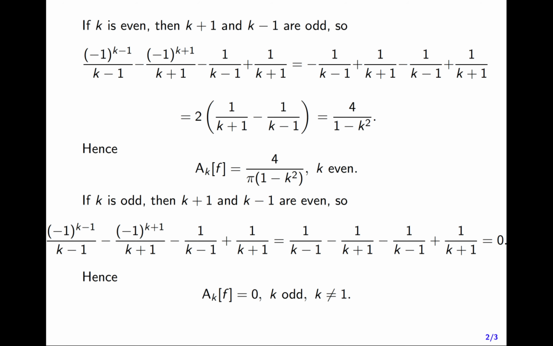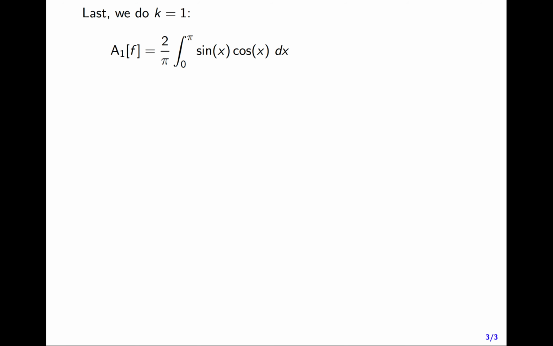So the last thing for me to do is to evaluate the k equals 1 Fourier cosine coefficient. So big A1 on f is 2 over pi, integral from 0 to pi, sine of x cosine of x, and that is going to be 2 over pi sine squared of x over 2 from x equals 0 to x equals pi. So I just did a quick u substitution in my head there, or went to a symbolic calculator. And what does this turn out to be? Just 0, because sine at pi and sine at 0 are both 0.